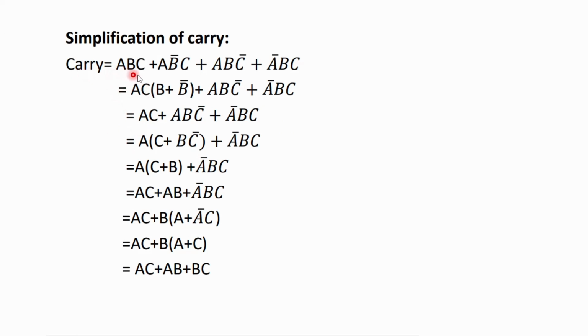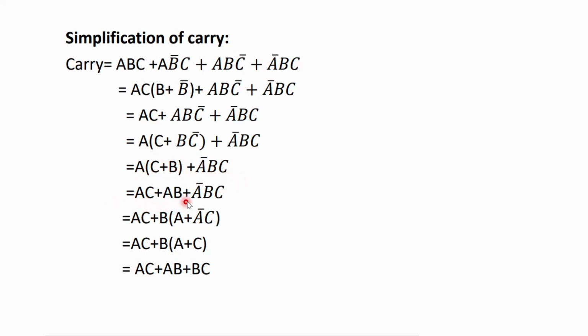So carry is equal to ABC plus AB bar C plus ABC bar plus A bar BC. And here we take AC as common from the first two. So B plus B bar, and this I'm writing as it is. And here AC, B plus B bar is 1. So AC into 1 is AC. And these two terms as they are. And here I am taking A as common from the first two terms. So C plus BC bar. C plus BC bar formula is C plus B, plus A bar BC. And multiplying with the bracket term, AC plus AB plus A bar BC.